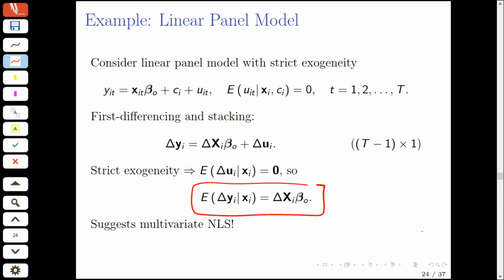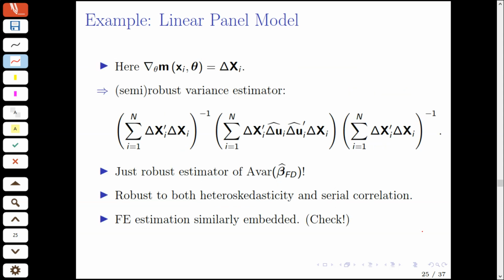So let's look at the particular form of the asymptotic variance matrix for the multivariate nonlinear least squares estimator in this case. Here, our M function was delta x_i theta, or beta if you will. If we differentiate with respect to theta, which is what we do when we calculate the Jacobian of M, all we get is delta x_i. Now this Jacobian doesn't depend on the parameters anymore due to linearity. Hence, we may simply plug it into our variance formulas in order to construct an estimate of the bread component.